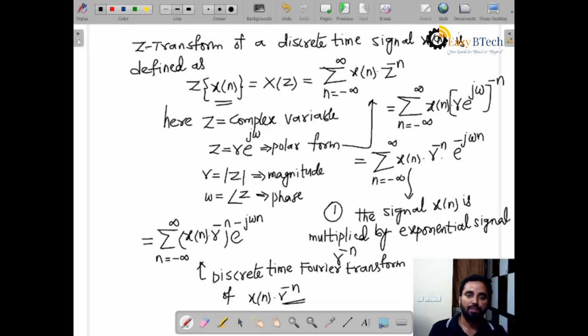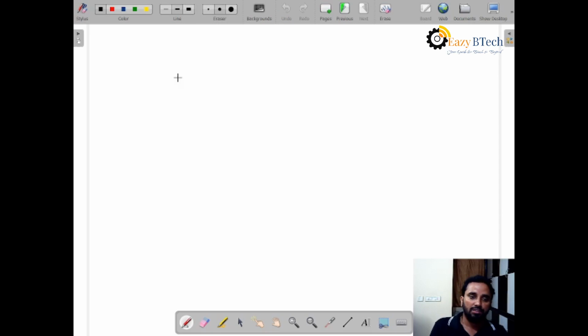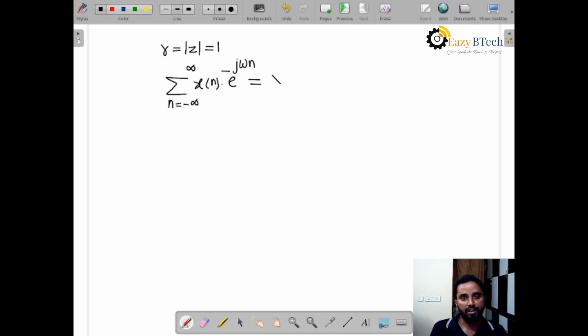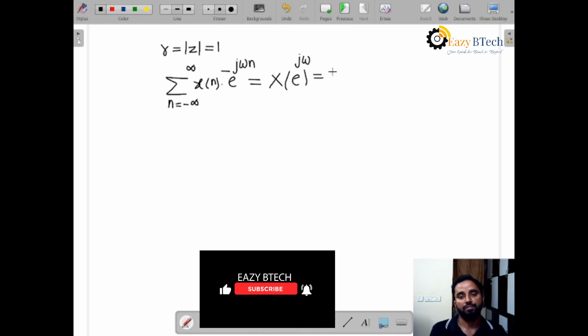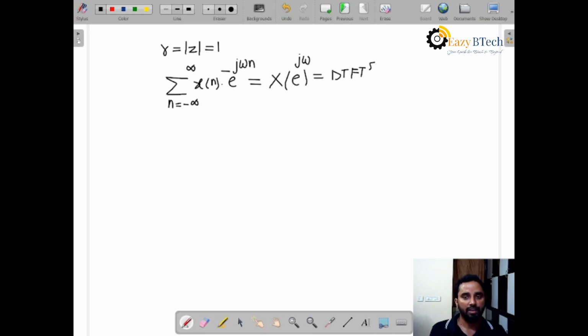In the next step, here r is the magnitude of Z. I am taking r equal to 1. Then the summation becomes n equals minus infinity to plus infinity of x of n into e power minus j omega n. Here r is 1, so I am not writing it. This total indicates capital X of e power j omega, which is equal to the DTFT, discrete time Fourier transform, of x of n.